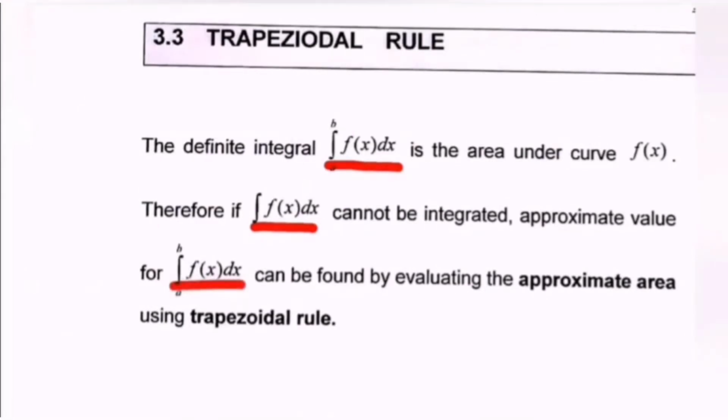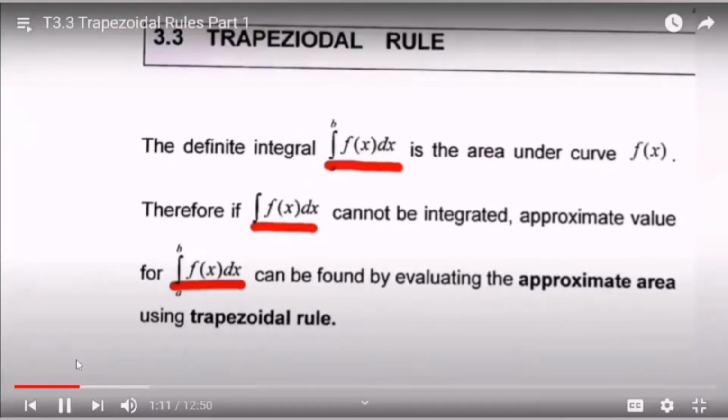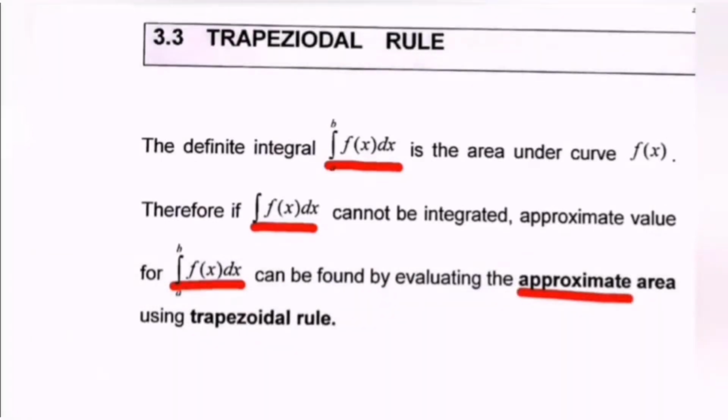Integrate f(x) with respect to x for the limit a to b can be found by evaluating the approximate area by using the trapezoidal rule. So do remember, we only approximate or estimate the area.